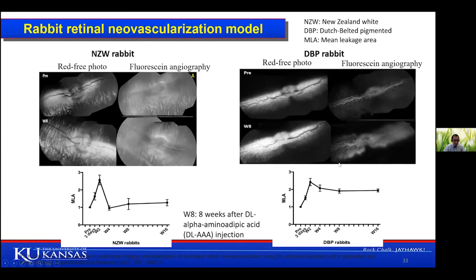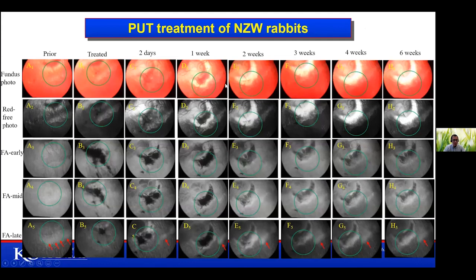And so this is a model. We actually spent a lot of time to establish this model. It's called the DLAA-induced model, and it can be maintained consistently for about 16 weeks, basically four months. So these are some treatment results. First, the treatment results for New Zealand white rabbits. The first topic here is the fundus photo and then the different imaging technologies.